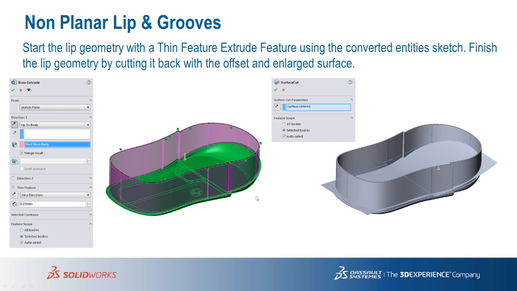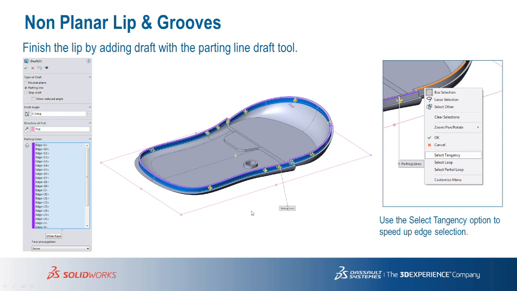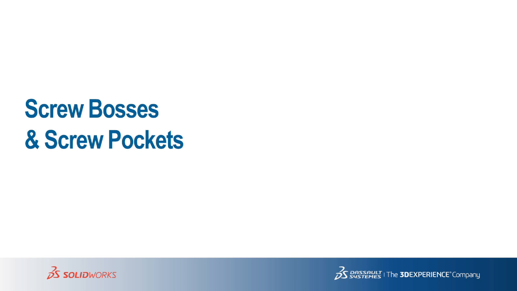And then using the surface cut to remove the material, and then coming back and finishing up with the parting line draft tool along all of the perimeter edges, which is the most painful part of the process, but it doesn't take that long. And if you have an intern, maybe you can make him click everything. So now we've got a lip and groove. The parts are nicely interlocked.